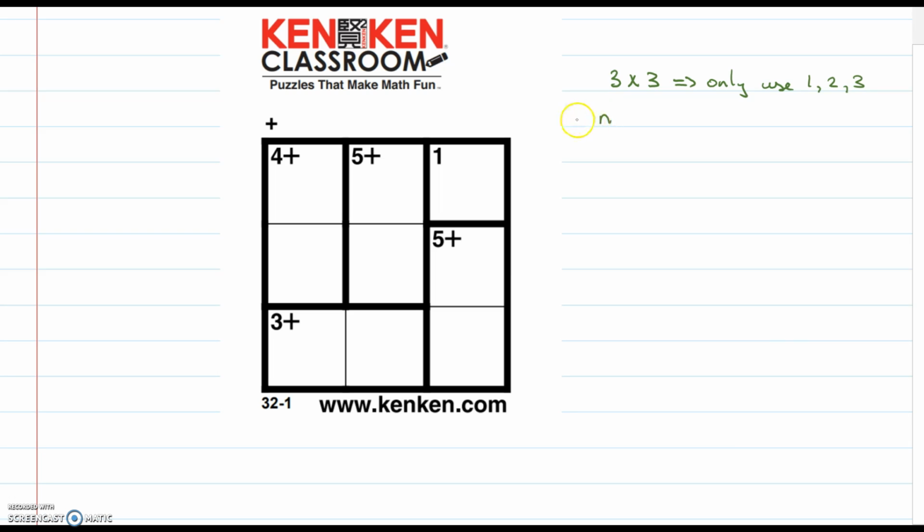We can't repeat a number on any vertical or horizontal line. Okay? So you can only use 1, 2, and 3 once in each horizontal row or once in each vertical column.